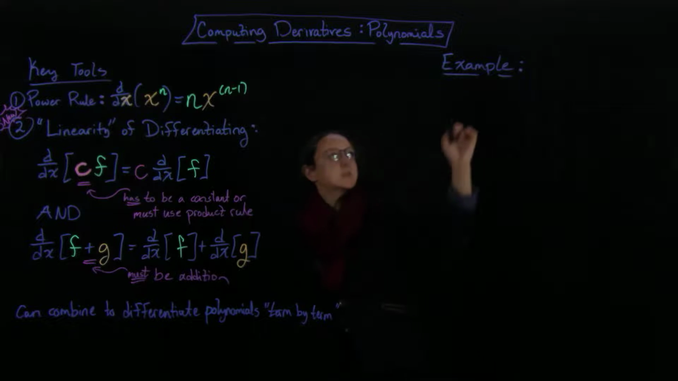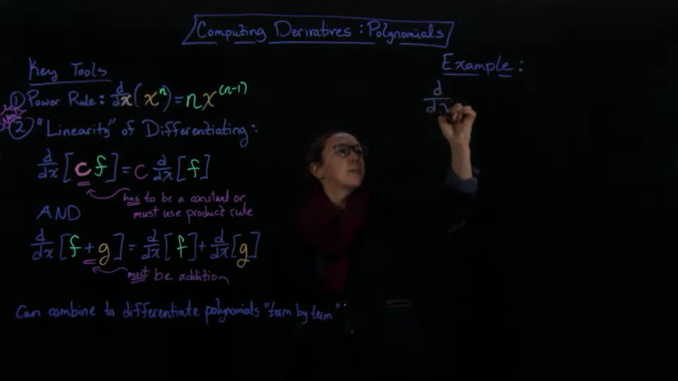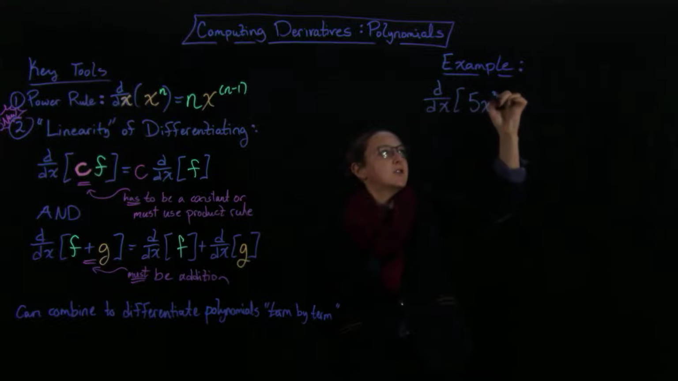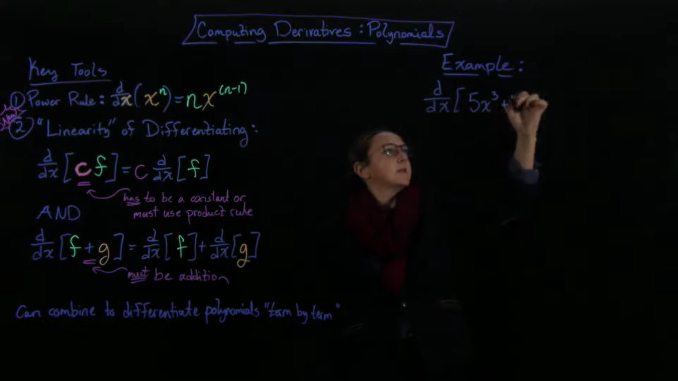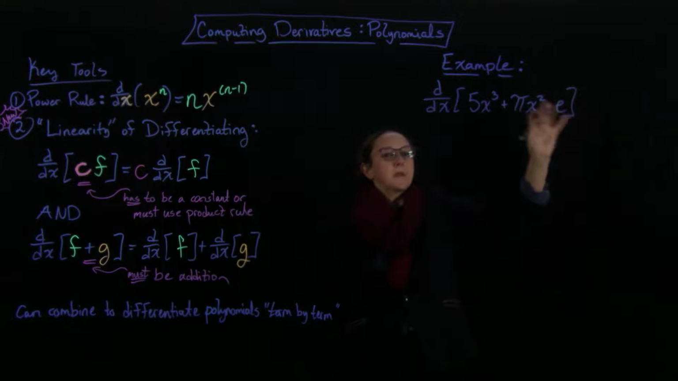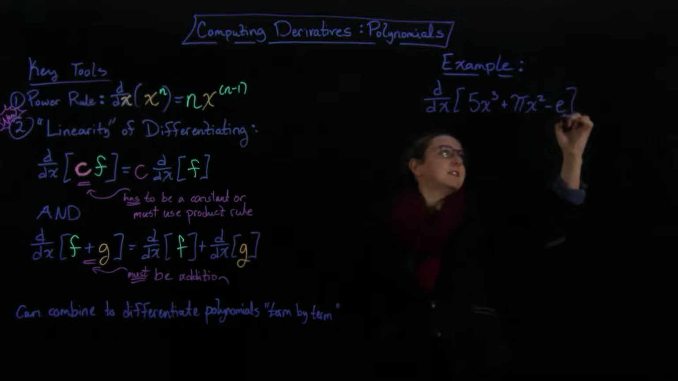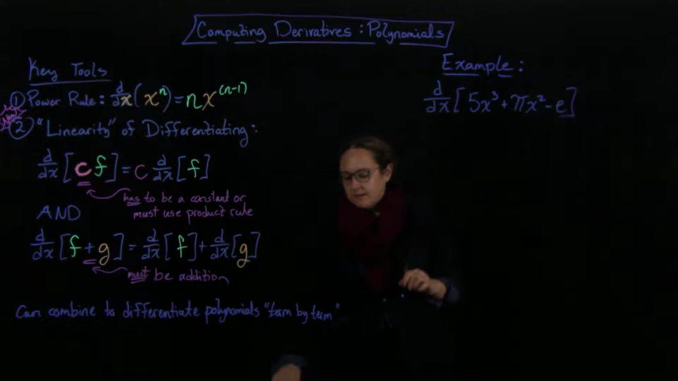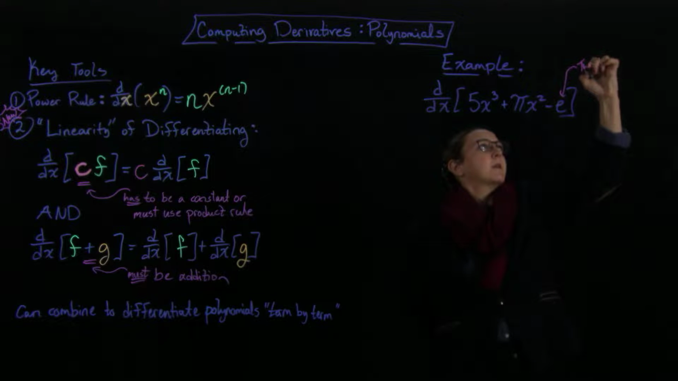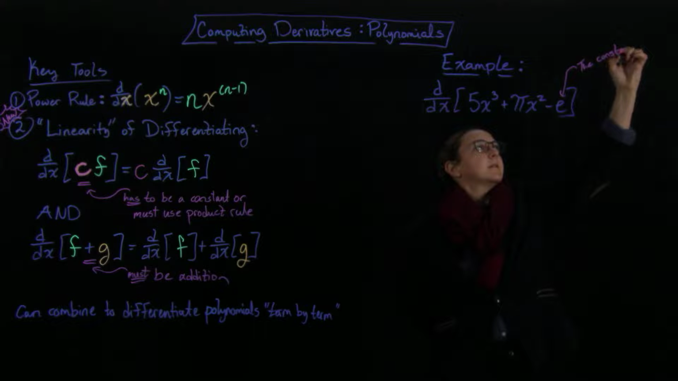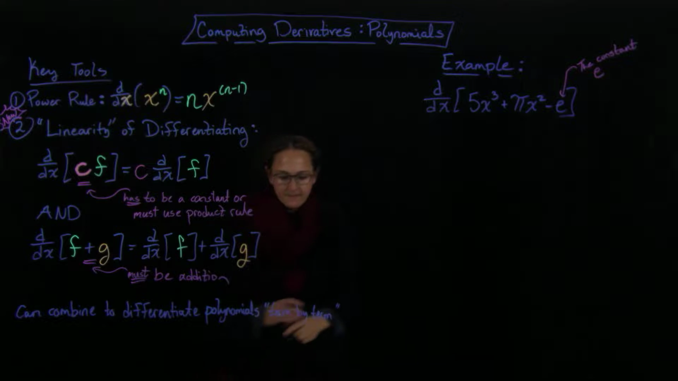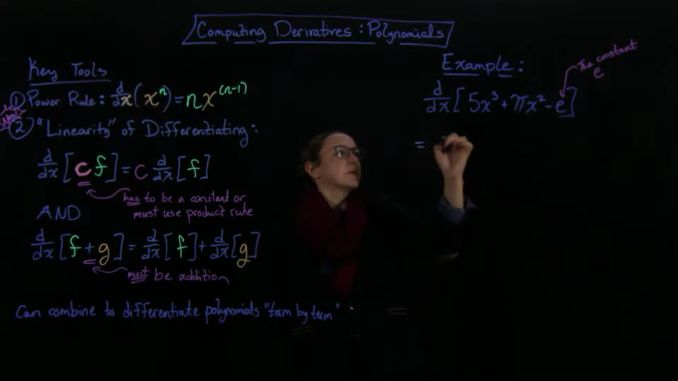Okay, so I'm going to take the derivative with respect to x of something like 5x cubed, and then I'm going to add pi x squared, and then I'm going to subtract off e. Okay, this is the constant e, or the constant function e. Okay, so this is going to equal, what do?